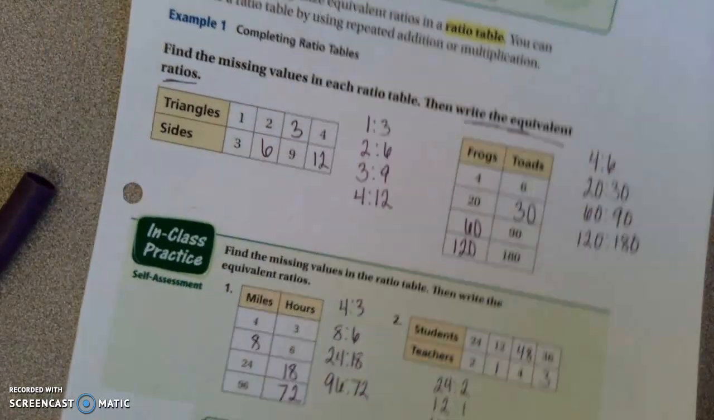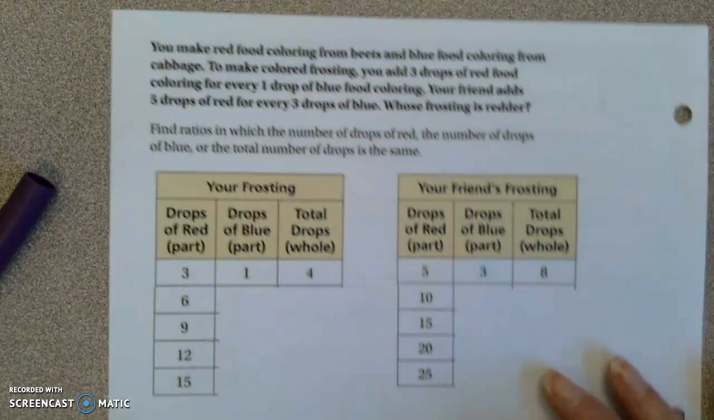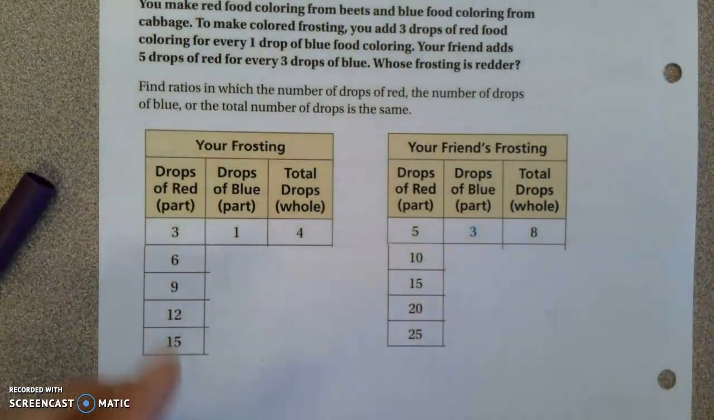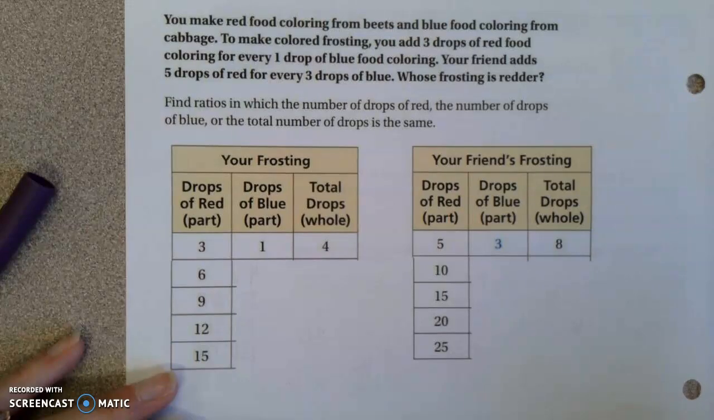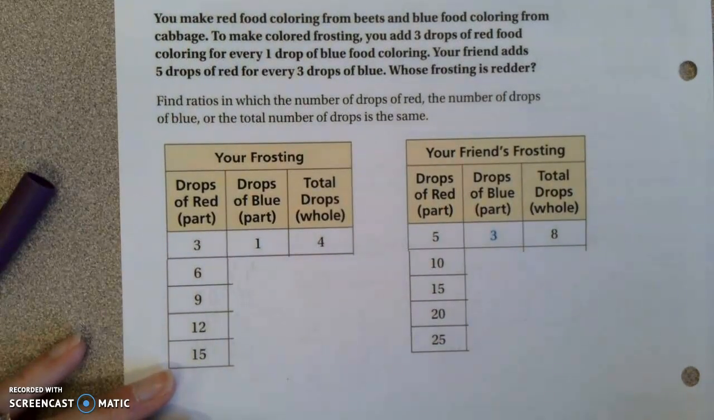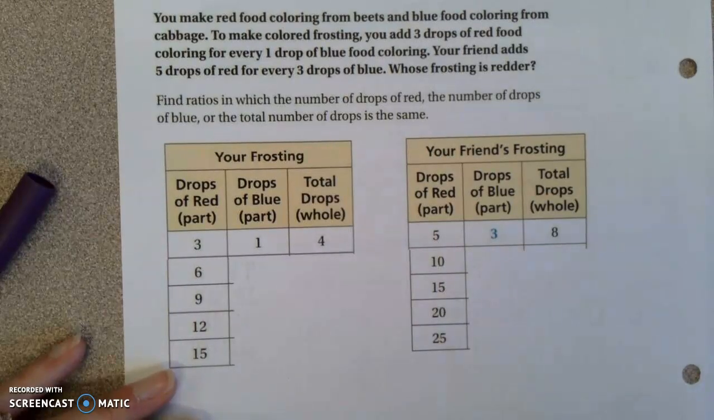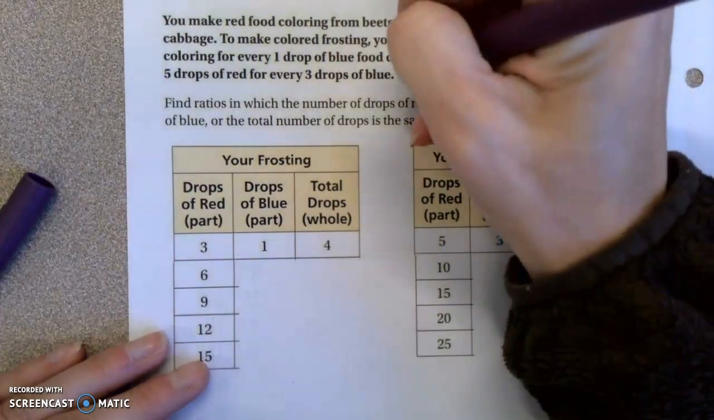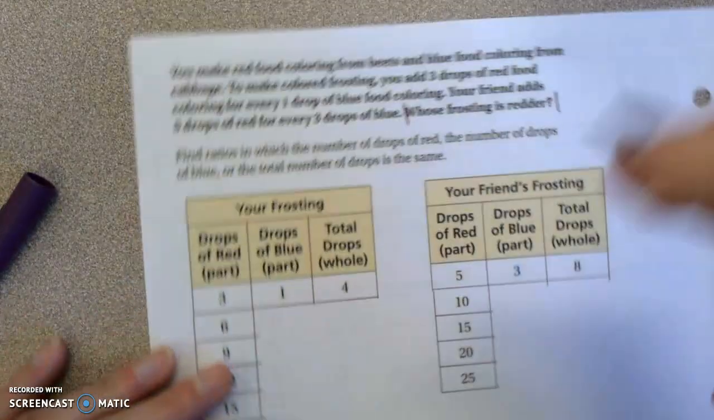All right, now we're going to go ahead and flip this over. Okay, and then this time we're going to make some comparisons. So it says you make red food coloring from beets and blue food coloring from cabbage. And to make colored frosting, you add 3 drops of red food coloring for every 1 drop of blue food coloring. Your friend adds 5 drops of red for every 3 drops of blue. Ultimately, what we're trying to answer is whose frosting is redder.